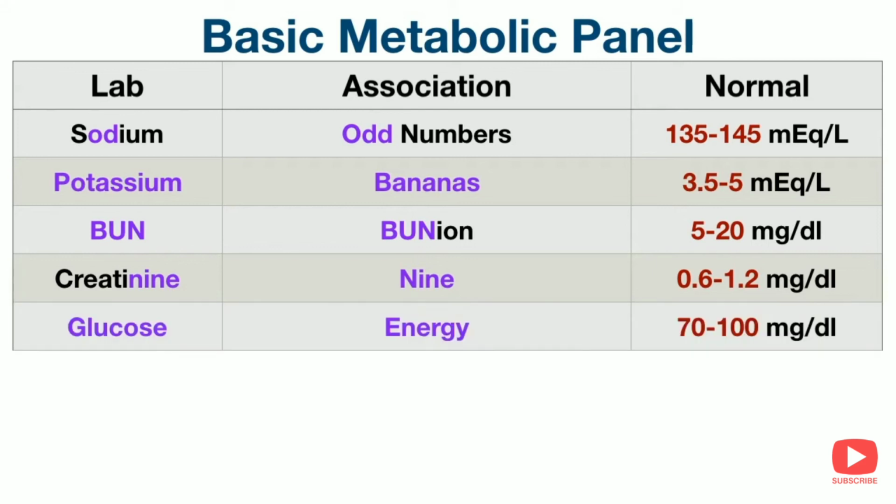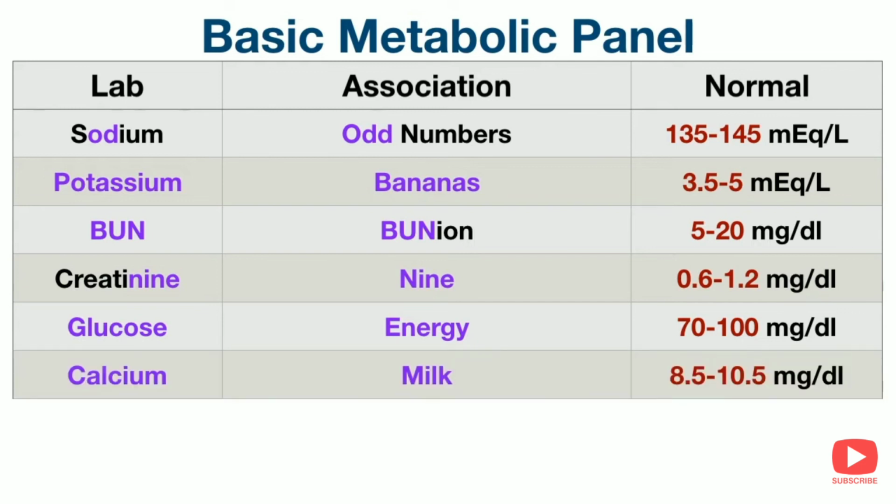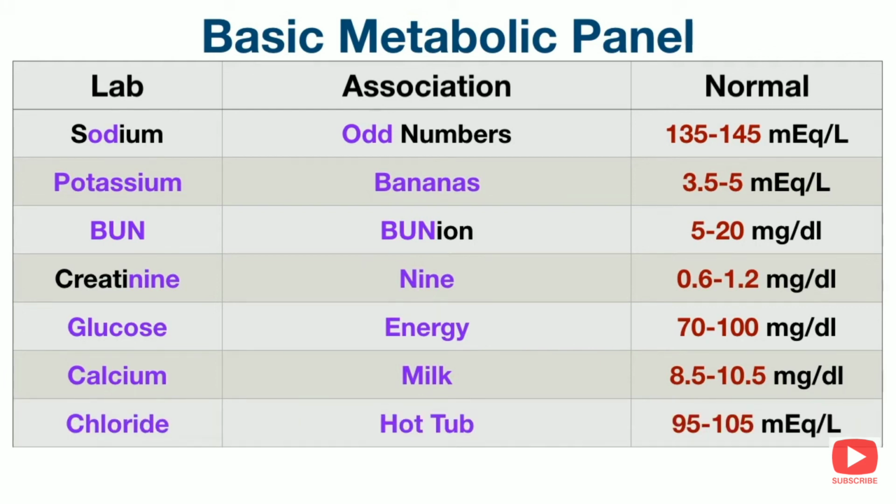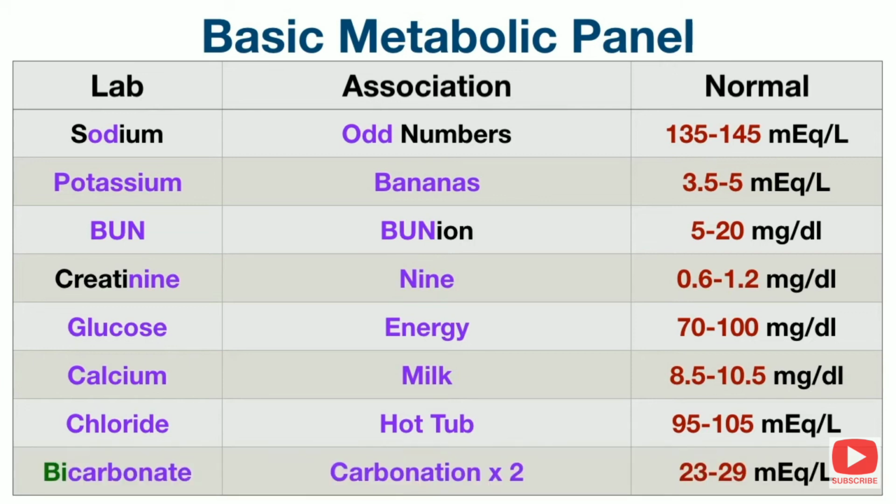For glucose, remember energy, and that our energy decreases when we're 70 to 100 years old. This will help you remember 70 to 100. For calcium, think of milk. A gallon of milk weighs 8.5 pounds, plus 2% milk to remember 8.5 to 10.5. For chloride, remember chlorine and hot tubs with an average temperature of 95 to 105 degrees Fahrenheit. This will help you remember 95 to 105. Finally, for bicarbonate, remember carbonation in a 12-pack of soda times 2 since it's bicarbonate, and this will help you remember 24.